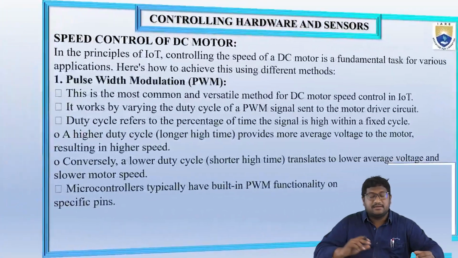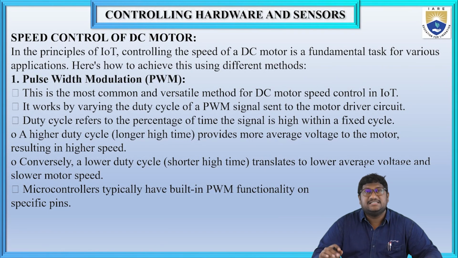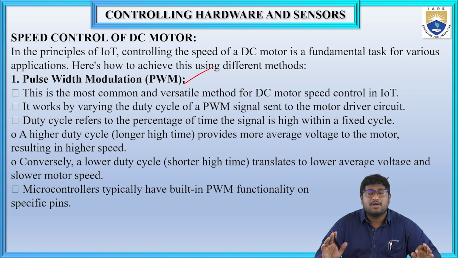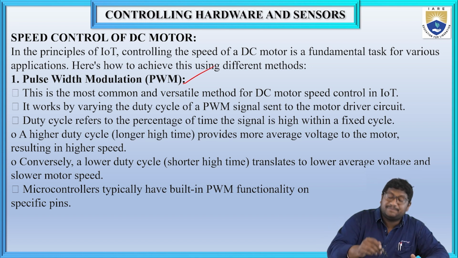And coming to the next factor, which is speed control of a DC motor. How is the speed control of a DC motor done in the principles of IoT? This particular task can be designed for multiple applications, and there are different kinds of methods. Among those methods, the first one is pulse width modulation, PWM. This is the most common and versatile method for controlling DC motor speed in IoT. It also works with the duty cycle, based on PWM.